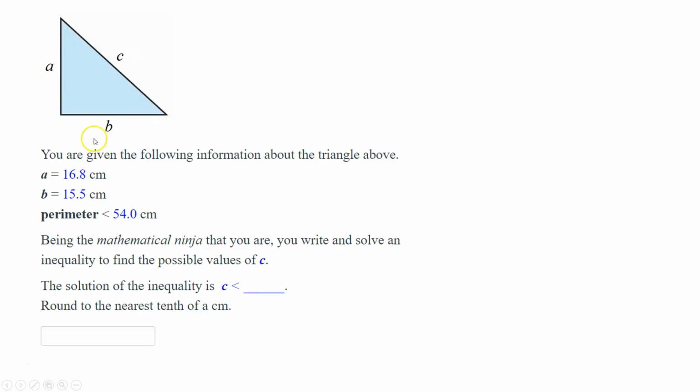All right, let's see if we can figure out about this here triangle. So we know the length of this side and the length of that side. And we know that the perimeter is less than 54.0 centimeters. Well, perimeter is basically just adding up the lengths of all the sides. So our perimeter is going to be A plus B plus C.